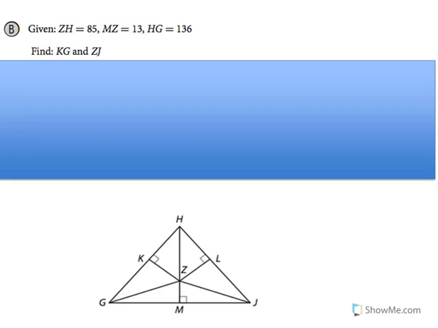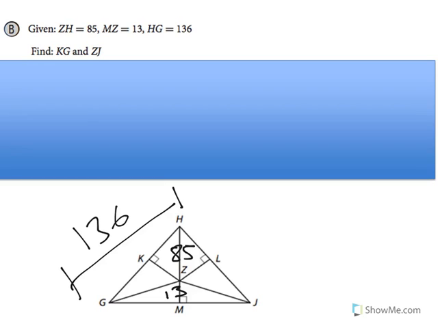Okay, so let's go over some examples. Example B, we're given that ZH is 85. So then we can write this as 85, and MZ is 13. So this is MZ is 13, and HG is 136. So from H to G, this is 136. So even before we start solving the problem, we can conclude some of the measurements in our diagram, right?